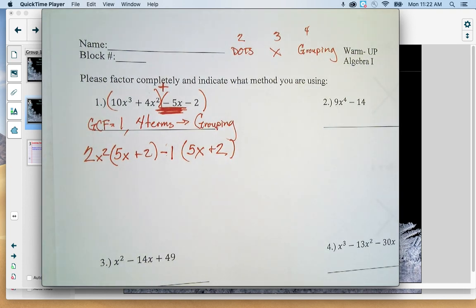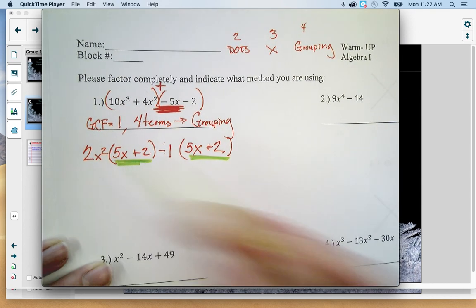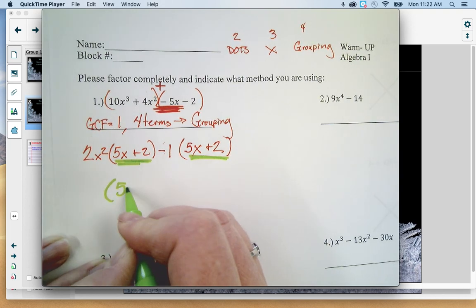All right, then check with me. Do I have a common binomial? Do I have the same group? Yes, I've got 5x plus 2. Underline it with me right now. We write that group out front. 5x plus 2.